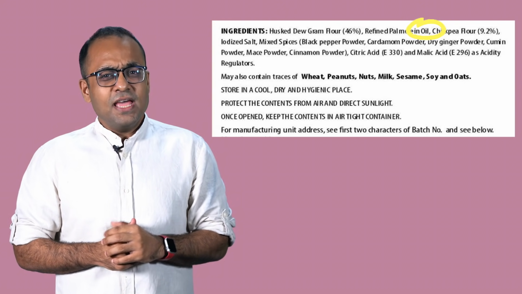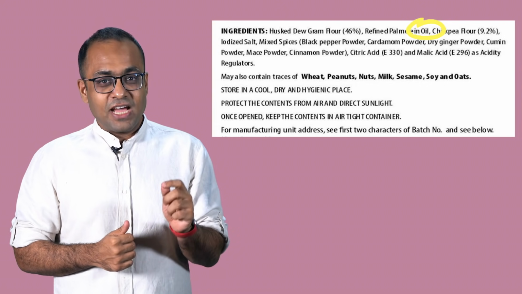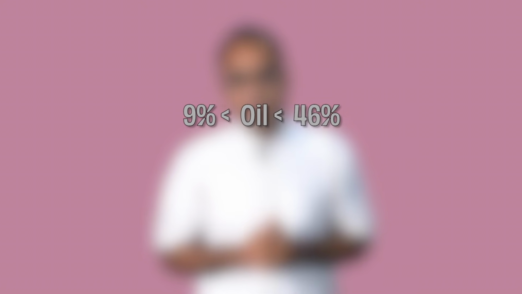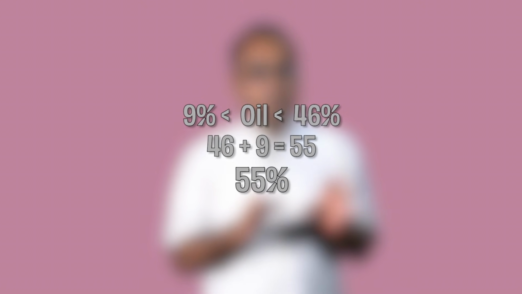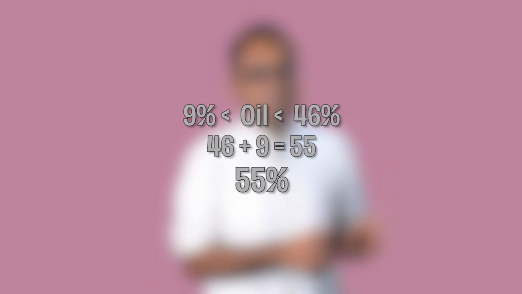But no worries, given what we know now, we can derive how much oil there is. Now, given that ingredients are ordered by weight, you know that oil has to be less than 46% and more than 9%. Also, 46 plus 9 is equal to 55%. So 55% of this packet is these two kinds of flours.